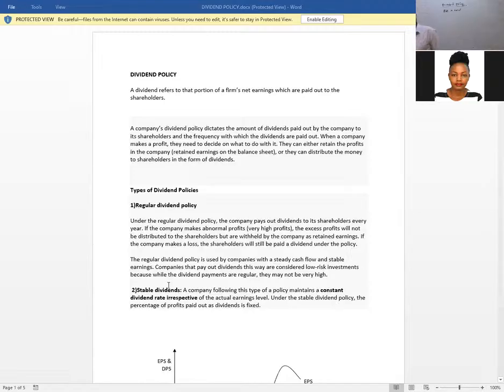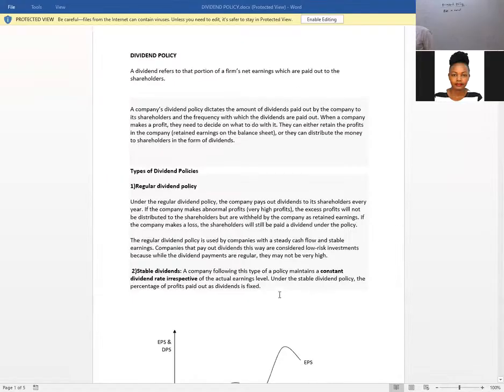The regular dividend policy is used by companies with a steady cash flow and stable earnings. Companies that pay out dividends this way are considered low-risk investments because while the dividend payments are regular, they may not be very high. For you to understand properly what regular dividend policy means, let's look at stable dividend policy first. A company following this type of policy maintains a constant dividend rate irrespective of the actual earnings level. Under the stable dividend policy, the percentage of profits paid out as dividends is fixed.